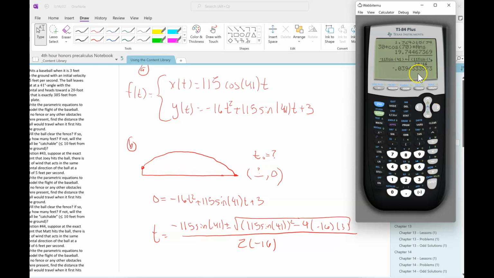So I get 0.394-ish, or negative, but I know that's garbage. I don't need that. I want a positive value. So I'm just going to change that to the minus. When I do that, I get 475-ish.